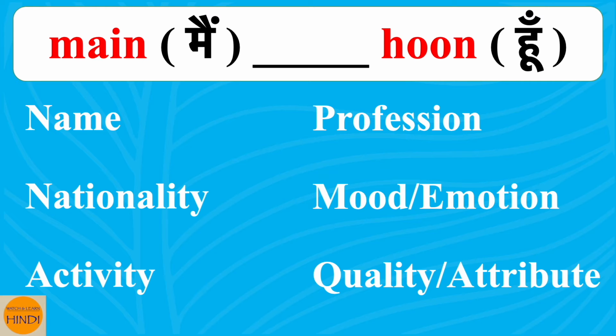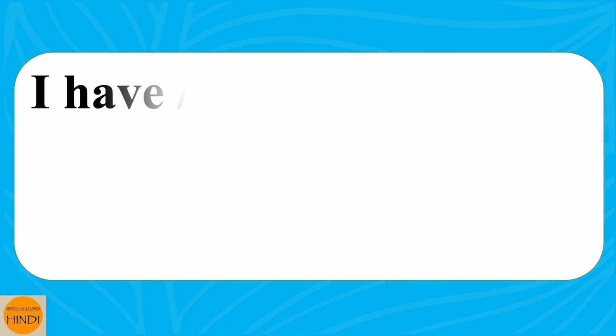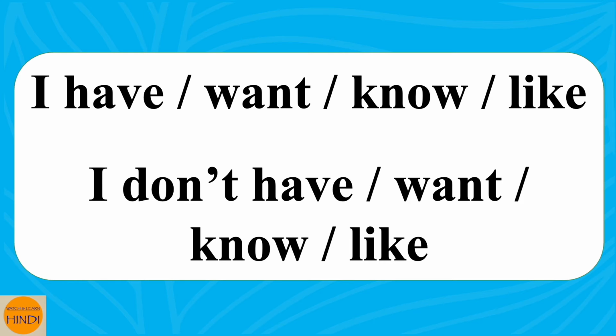Next, let us talk about mujhe, which can also be used for I. But unlike मैं, mujhe is generally used when we want to say I have, I want, I know, or I like. And also when you want to say I don't have, don't want, don't know, or don't like. Let's look at each scenario with example sentences which will make it more clear.